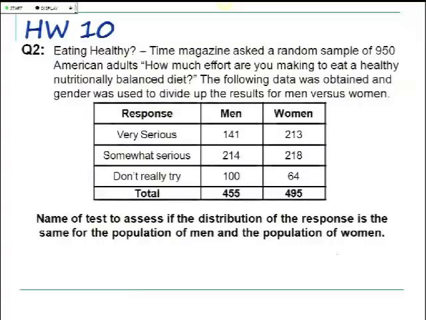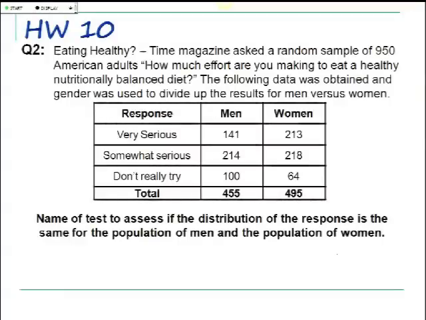Question number two is about eating healthy. They took a random sample of 950 adults asking them, how much effort do you make on eating a healthy diet? But they broke up the results by gender to be able to compare men versus women. Very serious about it, somewhat serious, don't really try are the possibilities for how much effort do you make. And we have the counts.